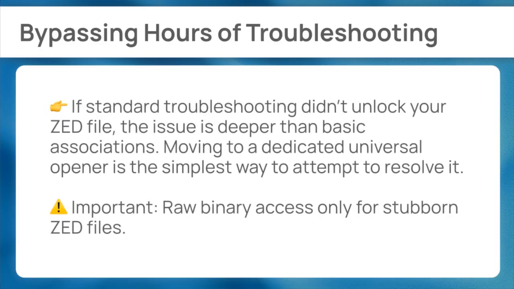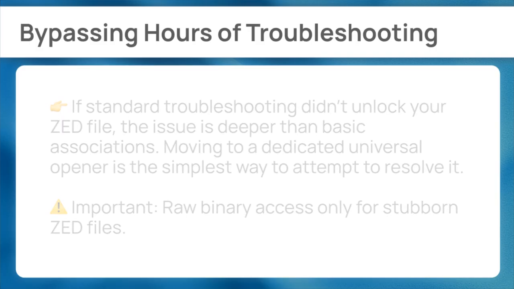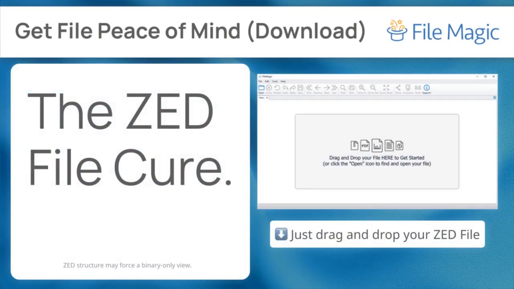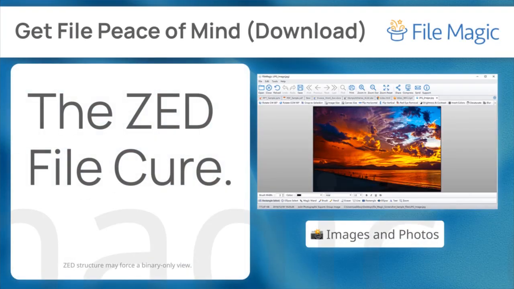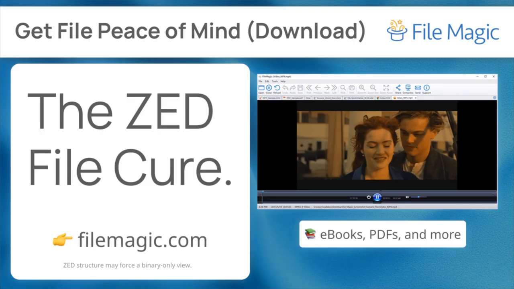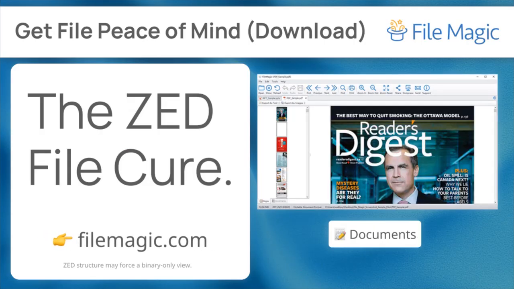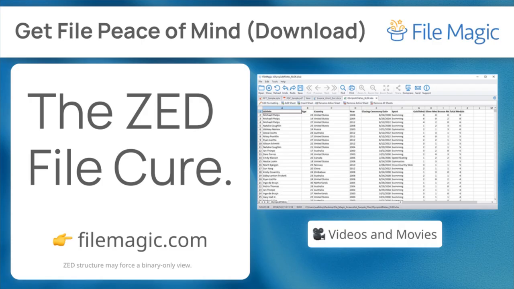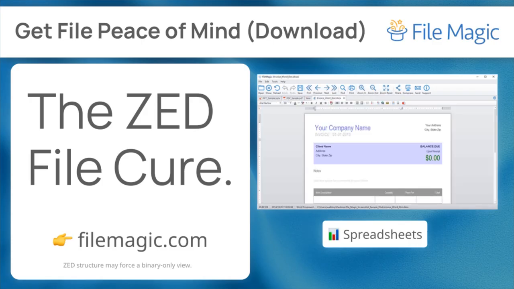If the standard Open With path didn't work for your ZED file, it's time to skip straight to the final software. That's the most reliable way to attempt handling non-compliant formats. Stop letting Windows tell you the file is wrong. FileMagick has the unique ability to display content instantly, even when the ZED extension is missing or incorrect. Download it now at filemagick.com.